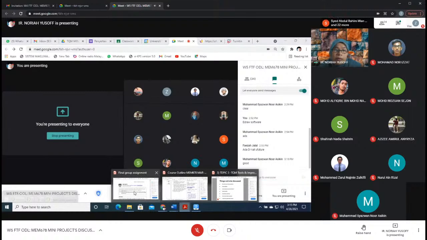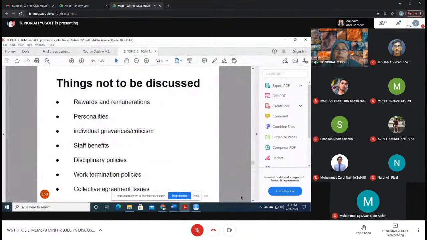Right. Then, things not to be discussed. It is not within your authority to discuss rewards and remuneration, or the personalities of these people or that people. What you need to discuss is actually the problems that can be solved. That's it. Disciplinary policies, those you should not discuss in QCC, okay?